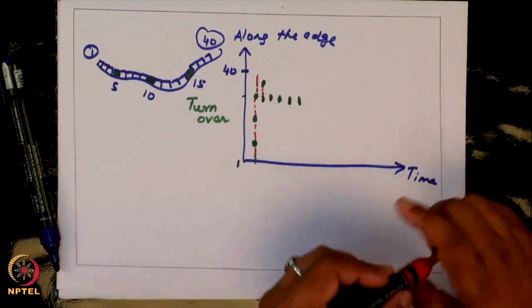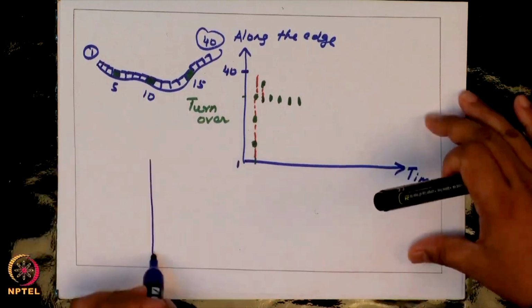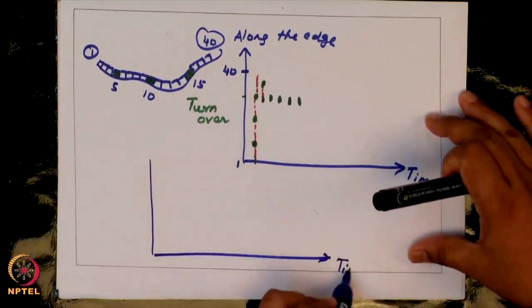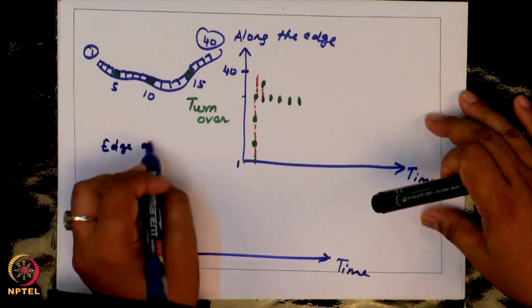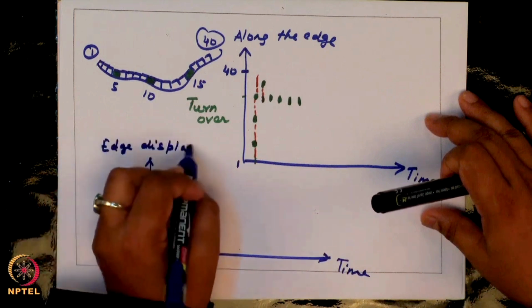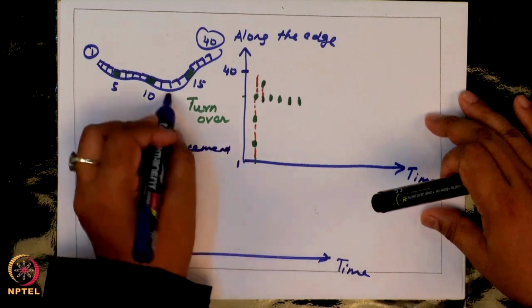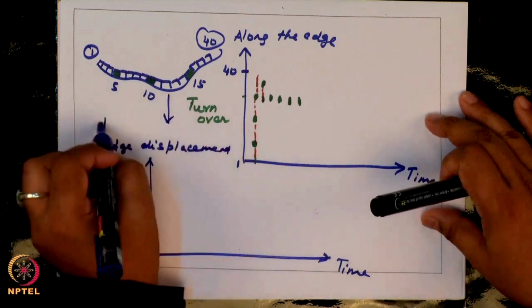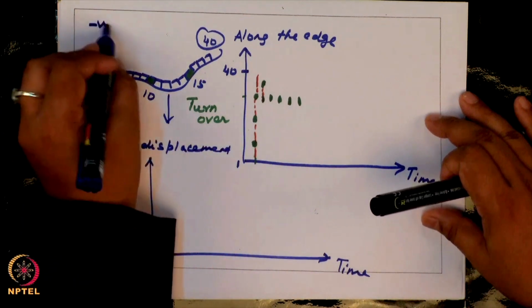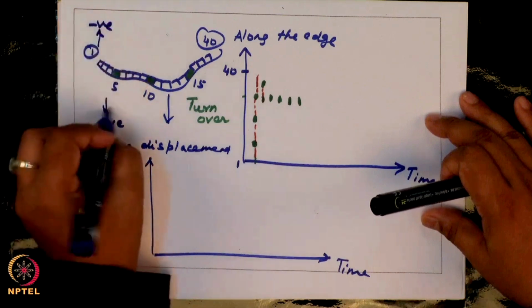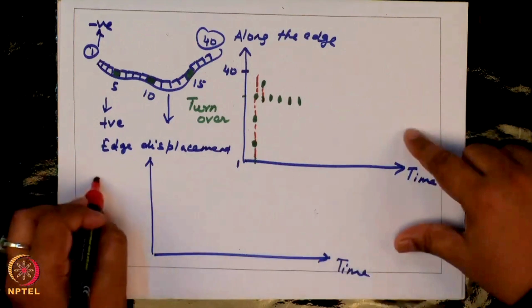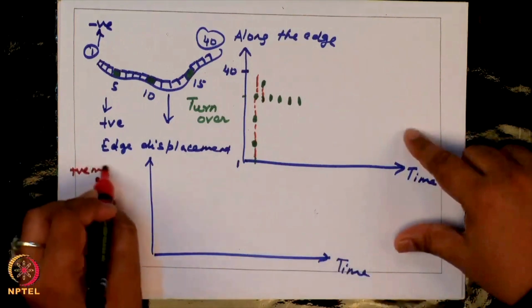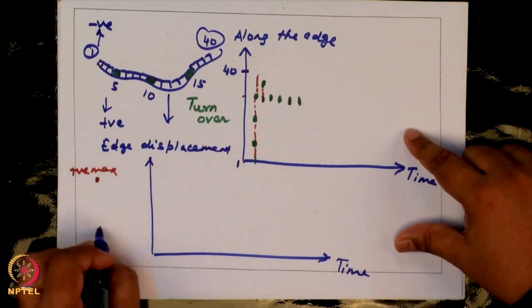You can generate the same plot for edge displacement. If the cell is migrating this way, then this direction is positive and this direction is negative. So you can have a length scale where red is positive max and blue is negative max.